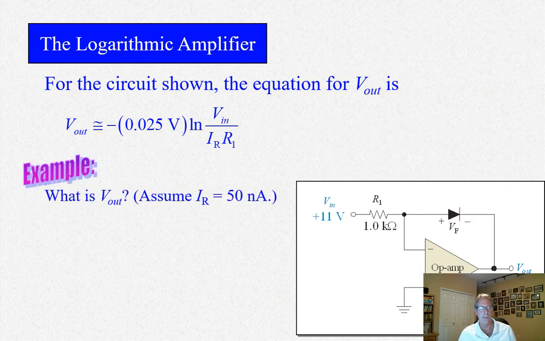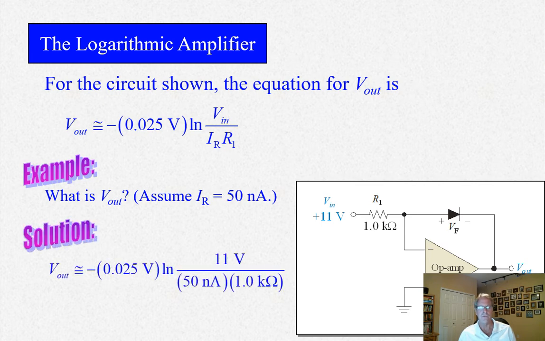I think this is an example here. V out, assuming that the reverse leakage is 50 nanoamps. We have 11 volt input. So you crank that equation out and you get minus 307 millivolts. Now, notice something else. This is an inverting circuit. So it not only compresses, but it inverts. So if you need to flip it around, in other words, make it non-inverting, you have to put another stage on here, an inverting buffer. And you should know how to do that from the very first chapter. An inverting buffer to take that minus 307 millivolts and turn it into plus 307 millivolts if you need to. You may not need to, depending on the application.